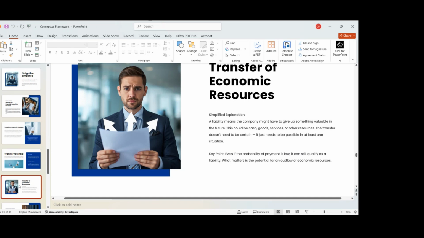A liability simply means the company might have to give up something valuable in the future. This could be cash, goods, services, or other resources. The transfer doesn't need to be certain. It just needs to be possible in at least one situation. So the key point here: even if the probability of payment is low, it can still qualify as a liability. What matters is the potential for an outflow of economic resources.